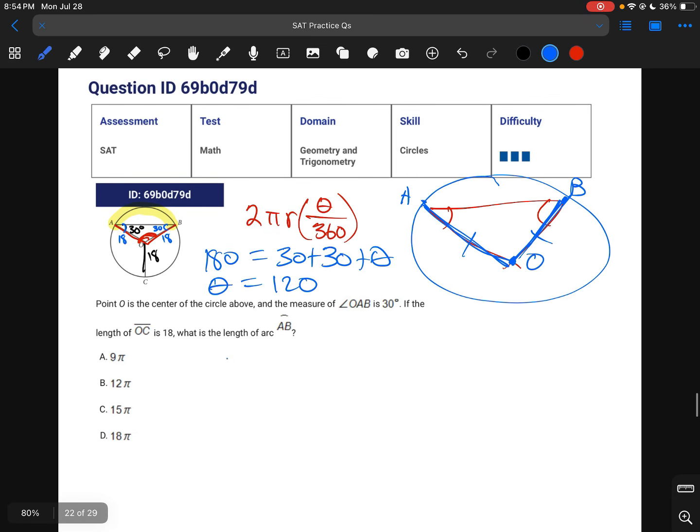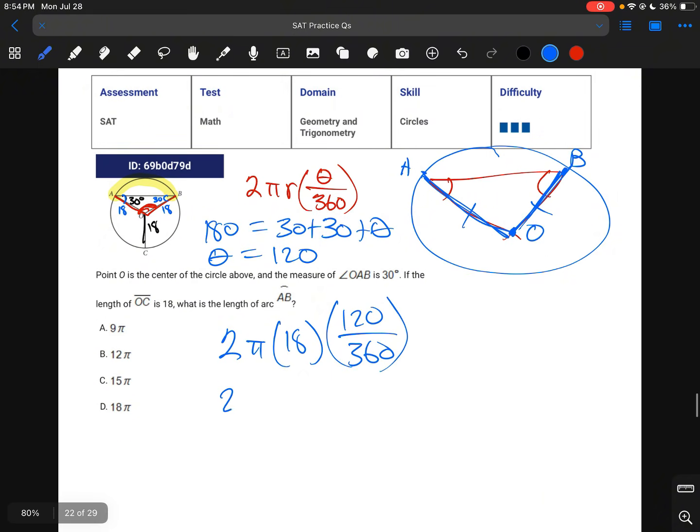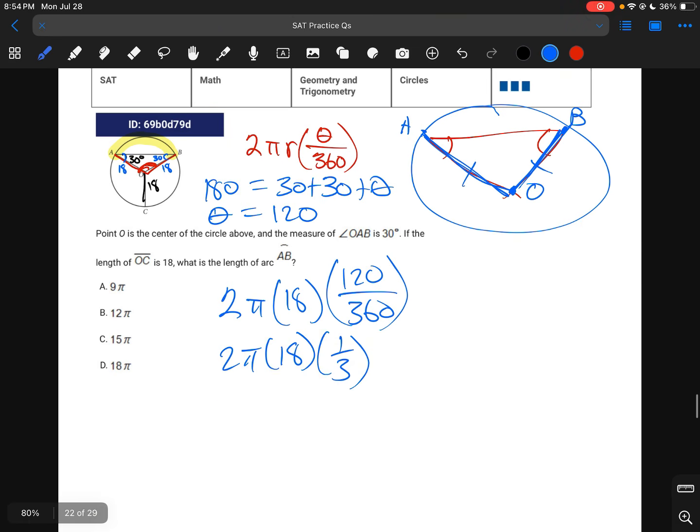So just plugging everything in, we have 2 times pi times the radius, which is given to us as 18, times 120 over 360. So now we have 2 pi 18 times 1 over 3. So we have 36 pi over 3, which is equal to 12 pi.